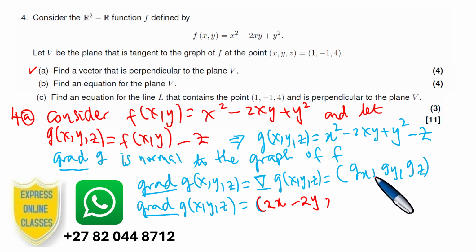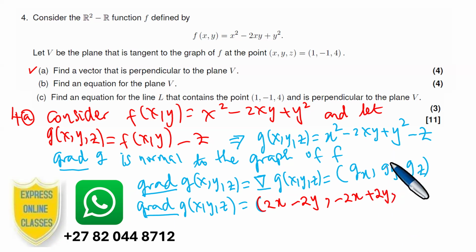g_y is the partial derivative of the function g with respect to the variable y. The derivative of x squared with respect to y is 0. The derivative of minus 2xy with respect to y is negative 2x. With respect to y, y squared has the derivative 2y.